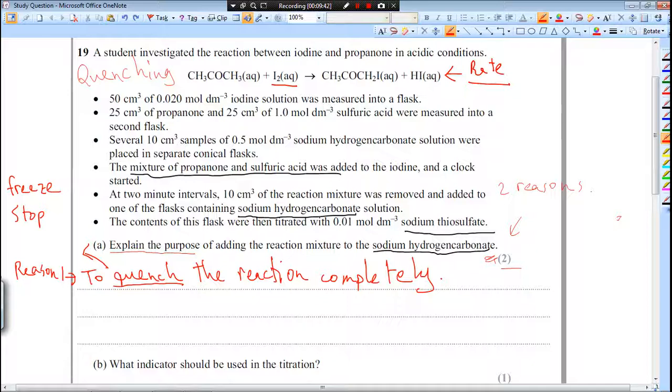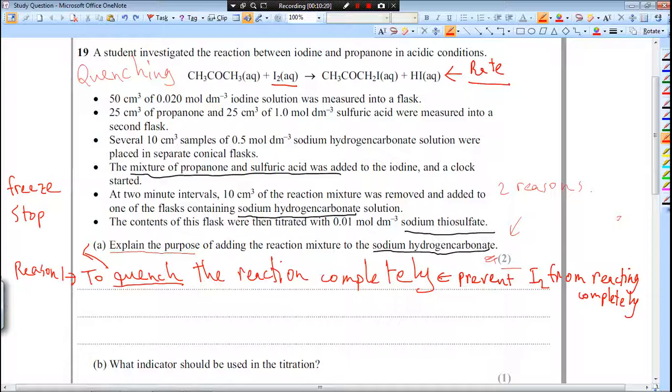Okay, so the reason for this is to prevent further iodine from reacting. So we are limiting the iodine over here, so we will prevent further iodine from reacting completely.